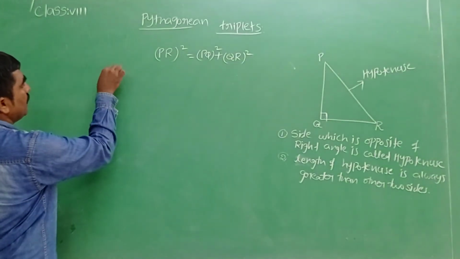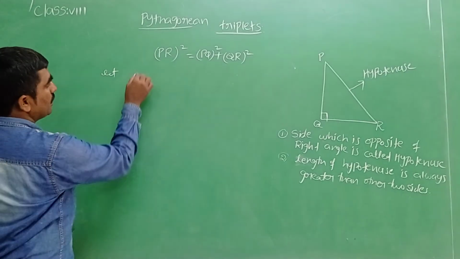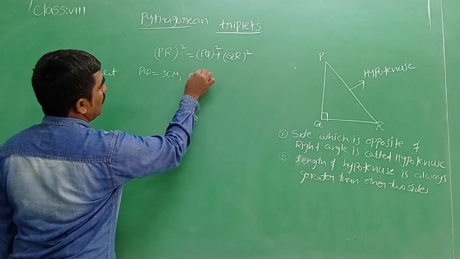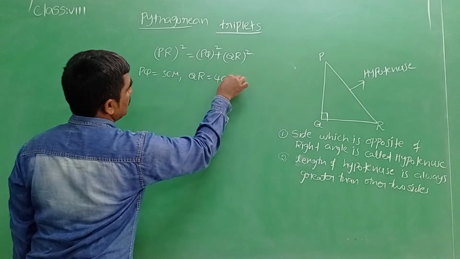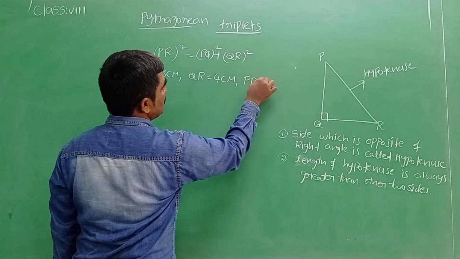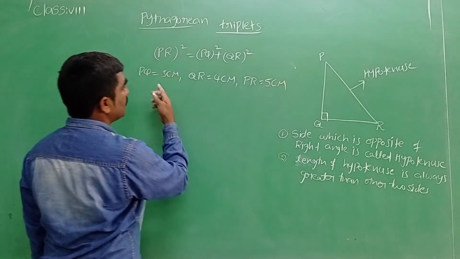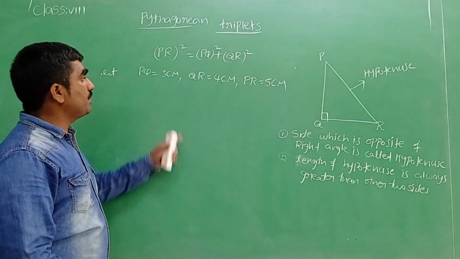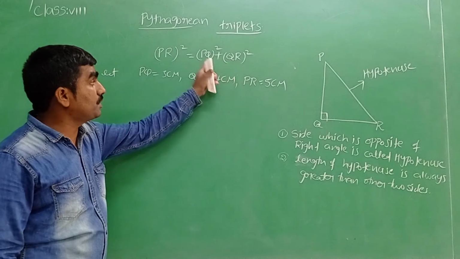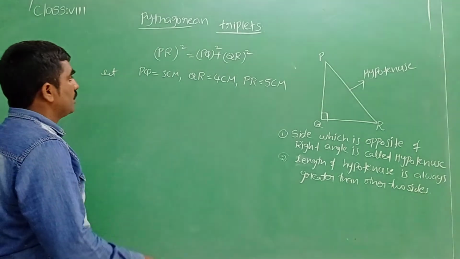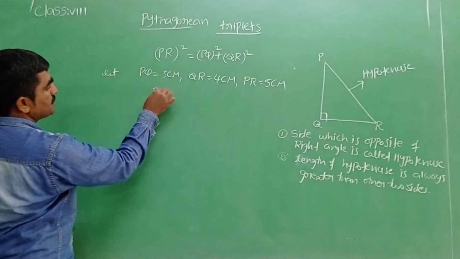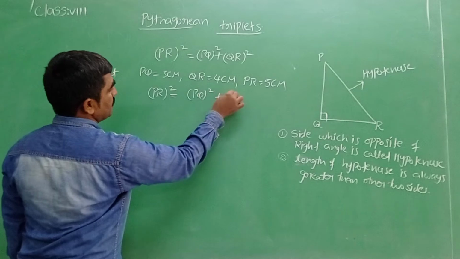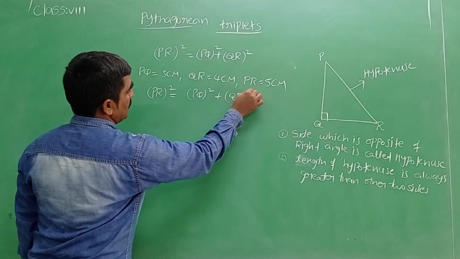Now let me take PQ equal to 3 centimeters, QR equal to 4 centimeters and PR equal to 5 centimeters. I am taking 3, 4, 5 as the lengths of the sides of a right triangle. Let me verify whether these three lengths satisfy the Pythagorean condition or not. What is the condition? Hypotenuse square is equal to the sum of squares of the other two sides.